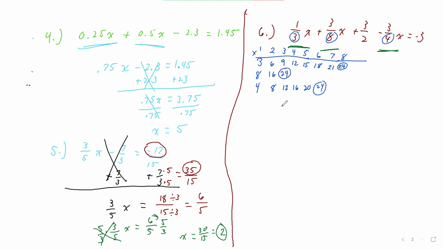So now the idea is, what do I have to multiply 3 by to give me 24? 8. But what I do to the bottom, I have to do to the top. Now we're going to go on to the next fraction. What do I have to multiply 8 by to give me 24? 3. So what I do to the bottom, I have to do to the top. And I'm not worried about this fraction yet because I can't combine it. So now what do I have to multiply 4 by to give me 24? 6. Again, what I do to the bottom, I have to do to the top.